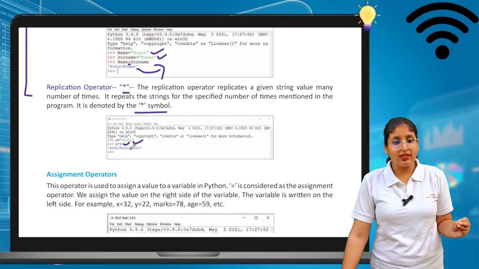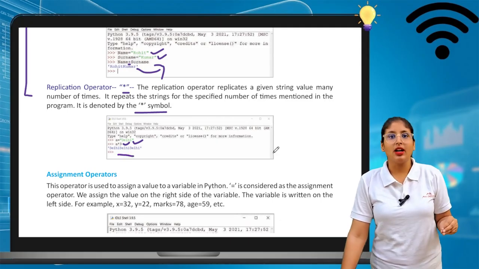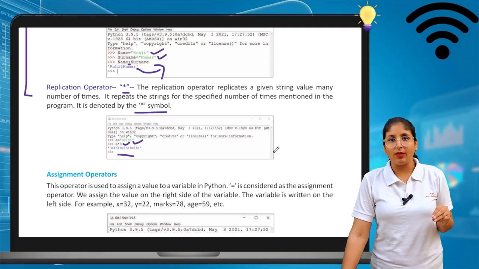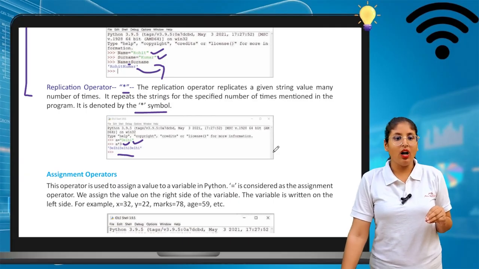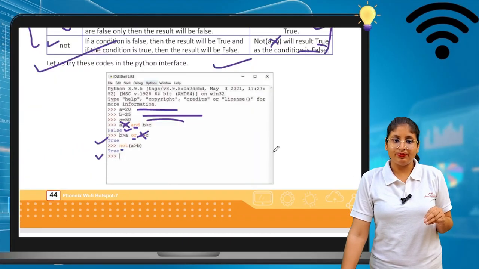So that's why Delhi is written 3 times, because I mention it. I am commanding it to do it 3 times. Okay, this is how the string operators work.